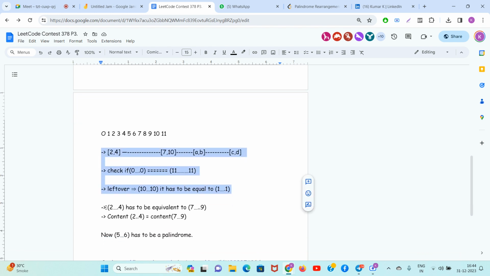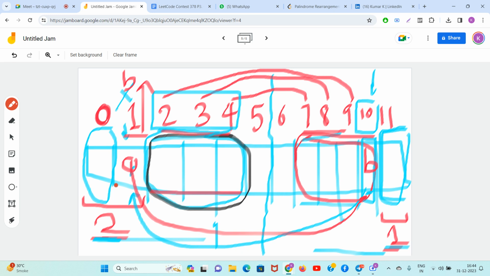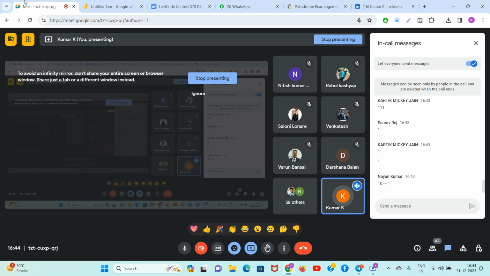Now I come to the final step. If the first character has become equal to the last character, second has become equal to the second last, now 2, 3, 4 should be equivalent to 7, 8, 9. So you used 1 B from here now. In this content of 7 to 10, you will subtract 1 B in your hash map. Now you just need to check if the content of 2 to 4 is equivalent to 7 to 9. Guys, everyone start writing yes in the chat if you know that yes, we can check the content of 2 to 4 is equivalent to 7 to 9 in just one pass.